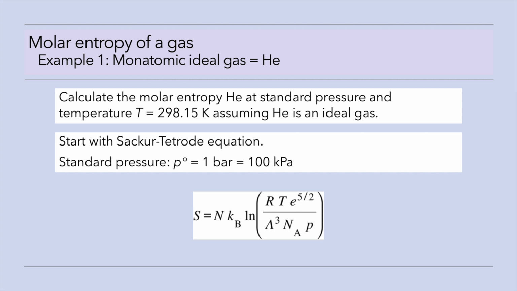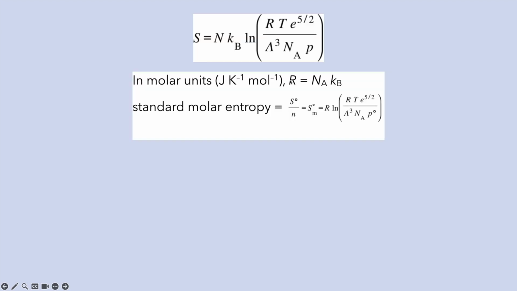The Sackur-Tetrode equation relates the entropy of n molecules to this natural logarithm. Kb, of course, is the Boltzmann constant, and then inside the natural log we have this ratio of the gas constant, temperature, Euler's number raised to the 5/2 power, the thermal wavelength, which we'll define in a moment, Avogadro's number, and the pressure. So the standard molar entropy is obtained by taking the entropy. It's the standard entropy because it's referenced to the standard pressure down here. And we divide through by the number of moles, and that's how we get this S_m naught value.